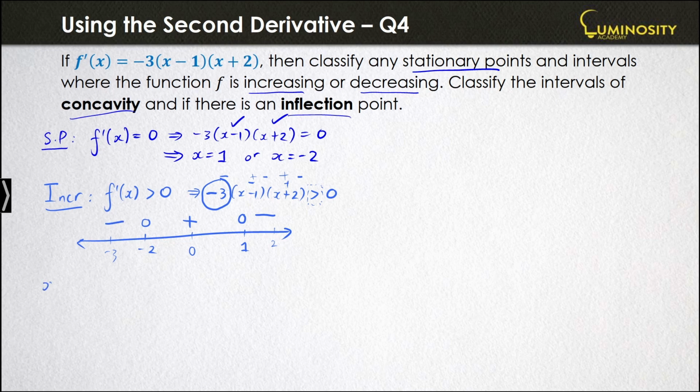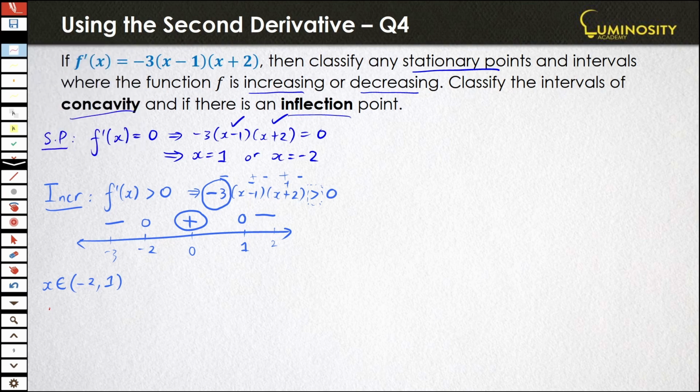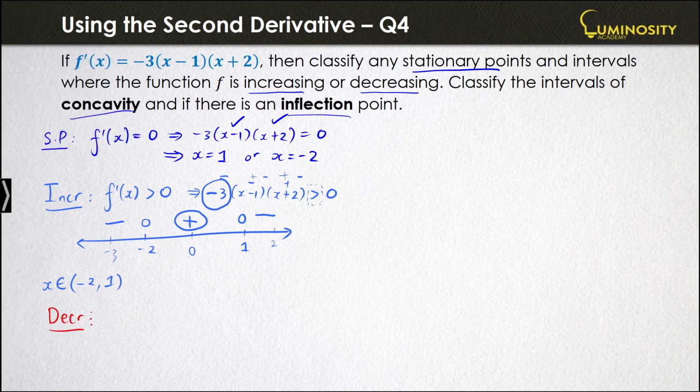So where does the function increase? That's when it's positive. So that's on the interval negative 2 to positive 1. What about decreasing? Well, that's when the intervals are negative. So x is an element from negative infinity all the way up to negative 2, union 1 to positive infinity. And that's the intervals of decreasing.